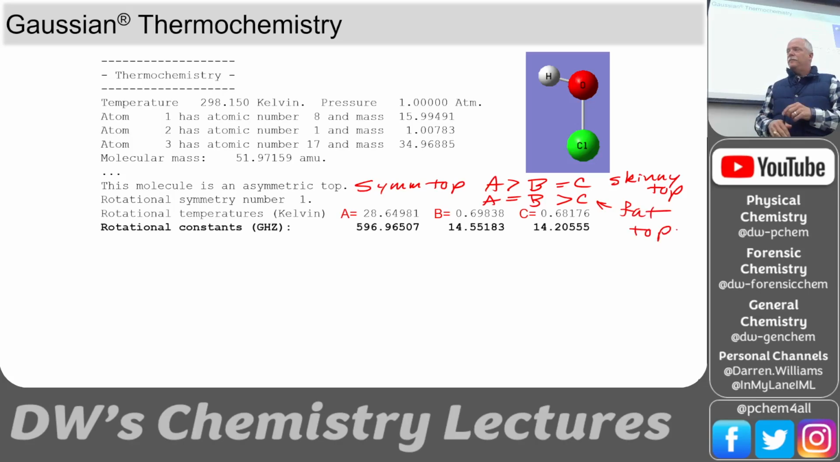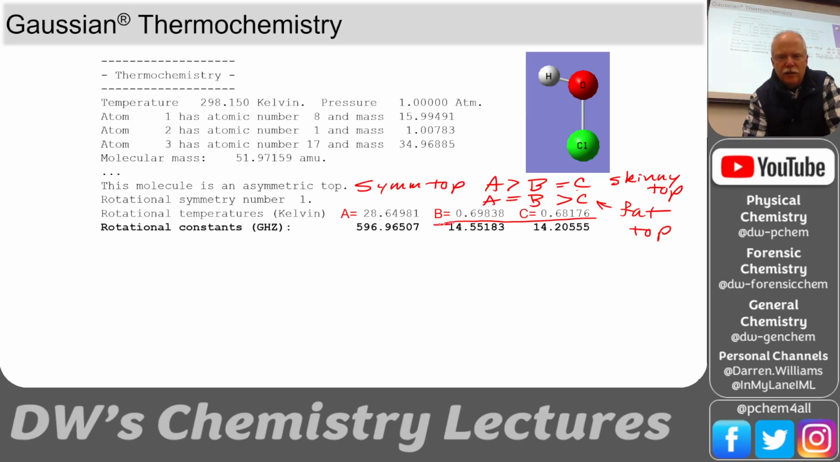And that would be like benzene. So benzene is a fat top, right? Its symmetry axis is a C6 axis. And so A would be the flipping of that plate. It's like a plate, and it could flip around the x-axis, it could flip around the y-axis, and those would be the larger moments of inertia, and then spinning around that c-axis would be the smaller one, and that would be the fat top. So look at this molecule. None of these are equal. So B is not equal to C and A is not equal to B, but they're close. These are close.